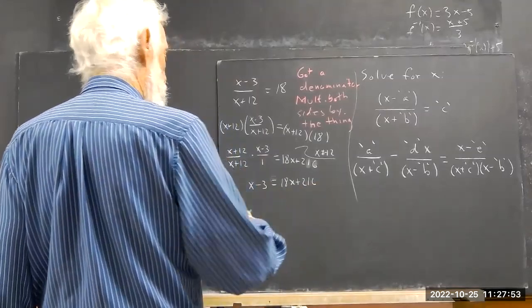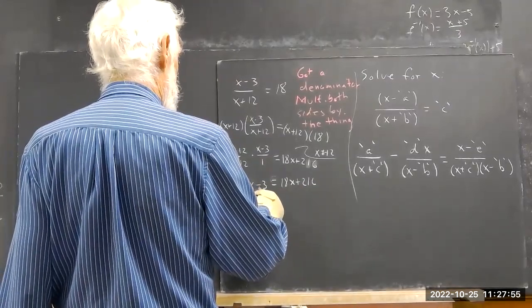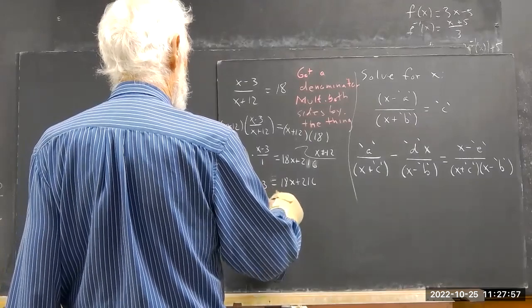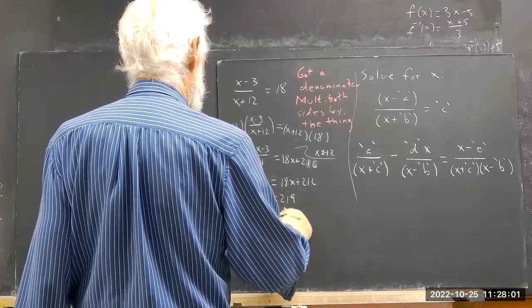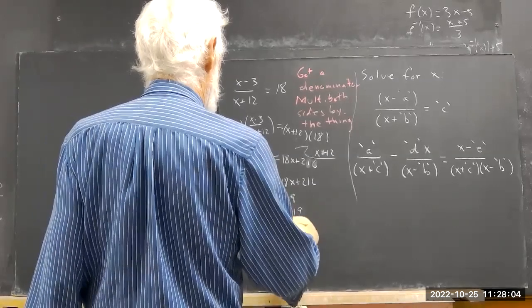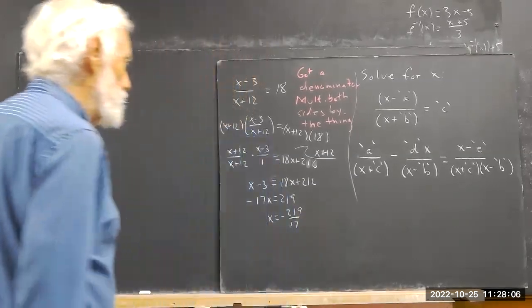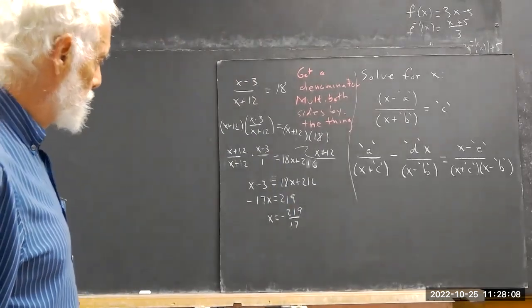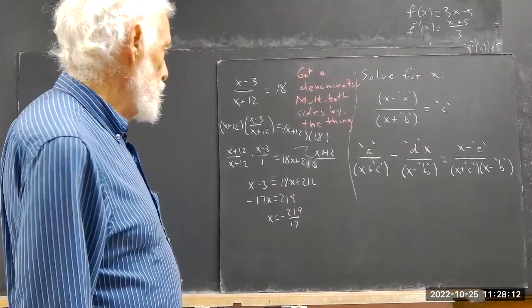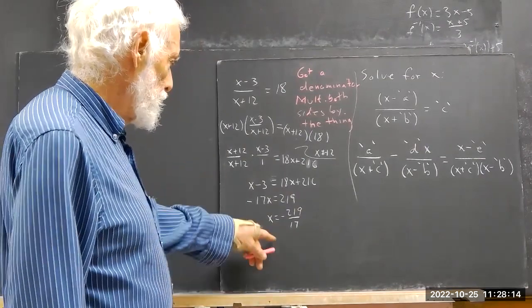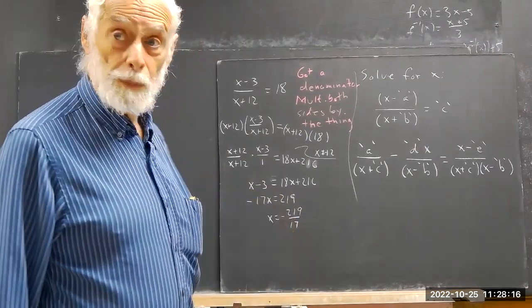And then we know how to add and subtract on both sides. We get negative 17x equals 219. Actually, it's x equals negative 219 over 17. I think 219 isn't prime, it's got a factor of 3, which gives us 73. 17 doesn't go into 73. So that's the lowest terms.